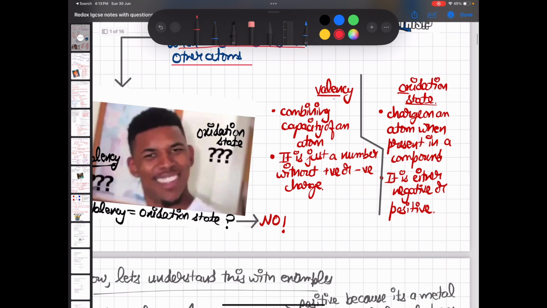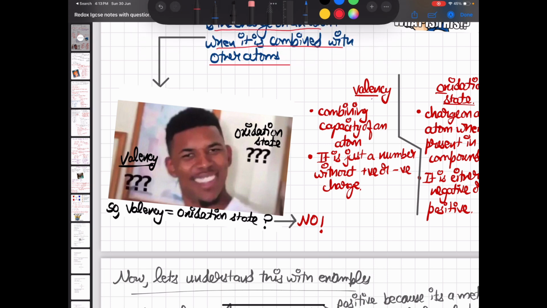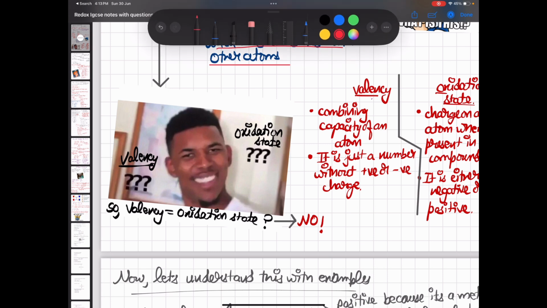Now after this, there is this confusion: is valency equal to oxidation state? In a way it is, in a way it is not. I'll clarify what I mean by this. I've written, valency is equal to oxidation state, question mark. The answer is no. Why? Have a look at this carefully.